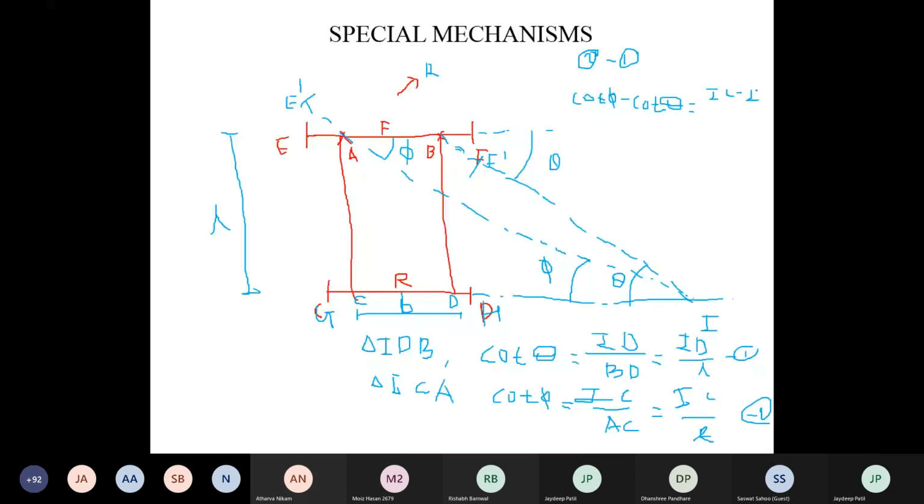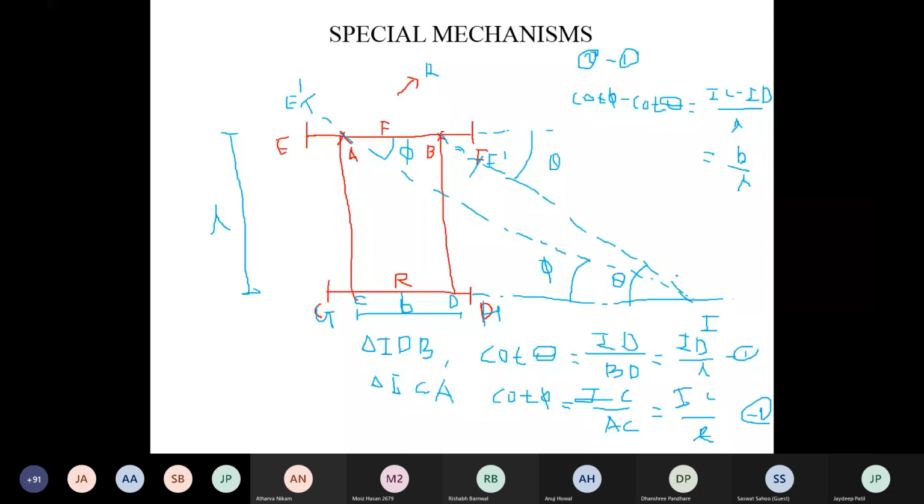Now what is this IC minus ID? Anyone tell me from figure? B. See the distance IC is here, minus ID means you will get the B. Means you here B by L. Okay, means the condition of correct steering gear mechanism is cot phi minus cot theta is equal to B by L. Okay, B is a wheelbase. L is a distance between the front and rear axle.